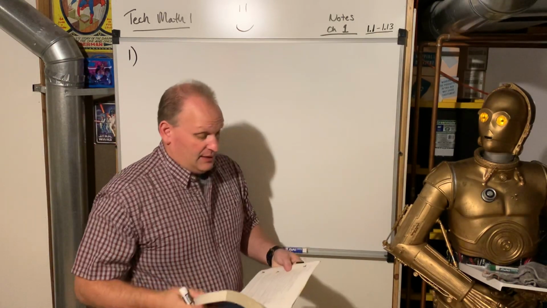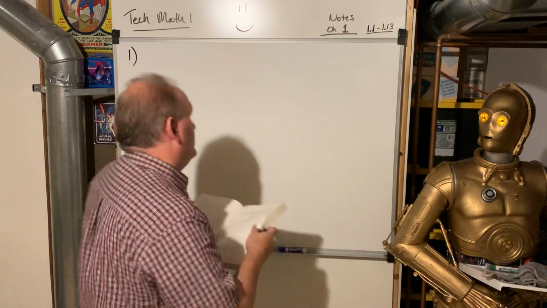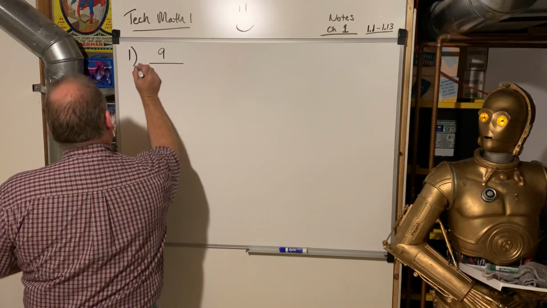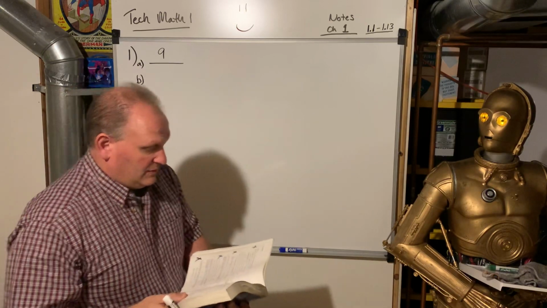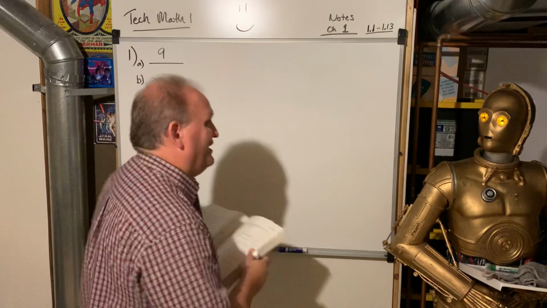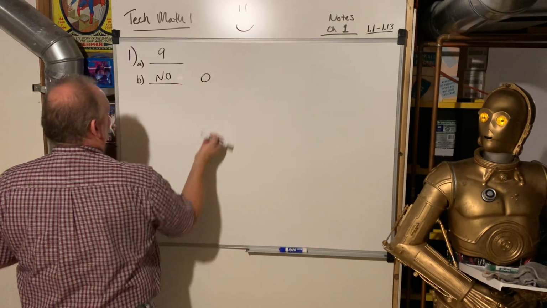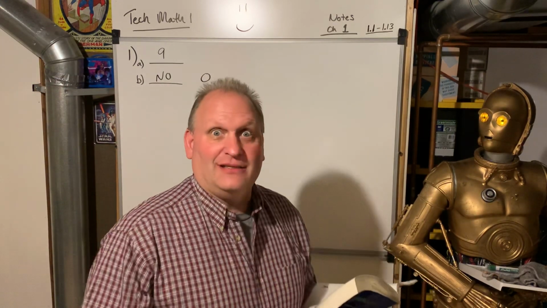Instead of writing plus 9 for positive 9, we usually just write 9. That's part A. Part B, would it make sense to write either plus 0 or negative 0? No. 0 has no sign. So 0 is just 0 no matter what. Even if you had the negative 1 times 0, it's still going to be 0. All right.